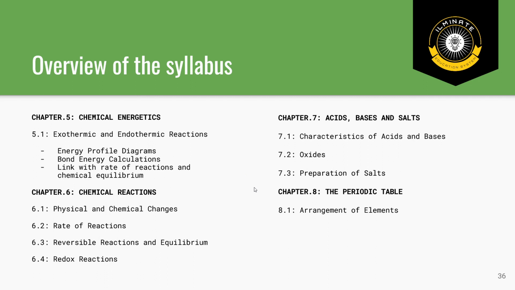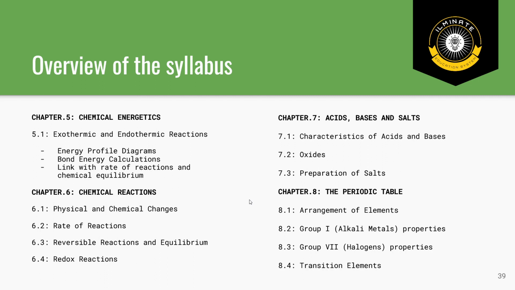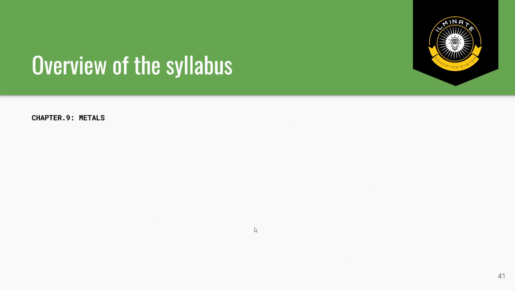And then we have chapter 8, the periodic table. We have arrangement of elements in the periodic table, group 1 alkali metal properties, and group 7. We'll be looking at different divisions of the elements in the periodic table and how they work. We also have transition elements, and we'll be looking at that, and the noble gases.